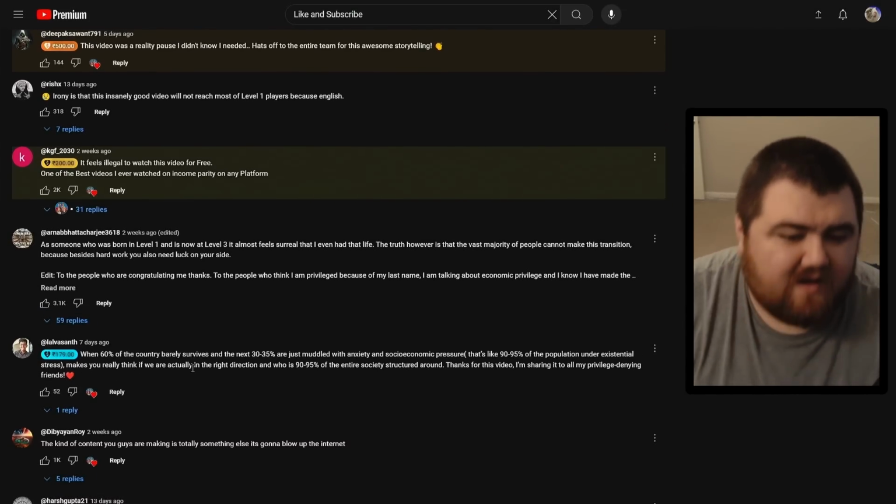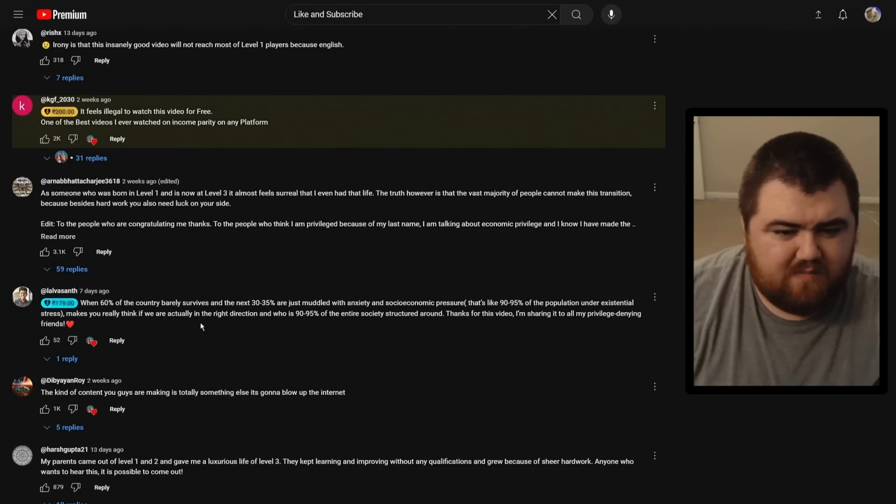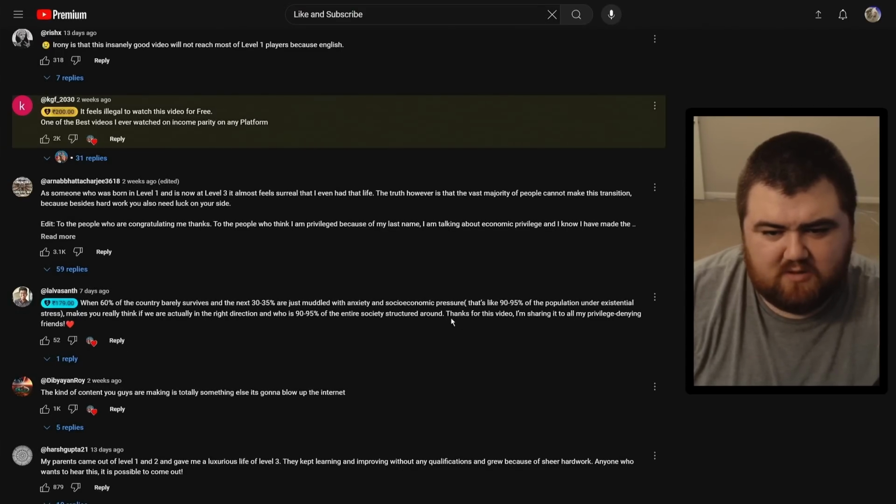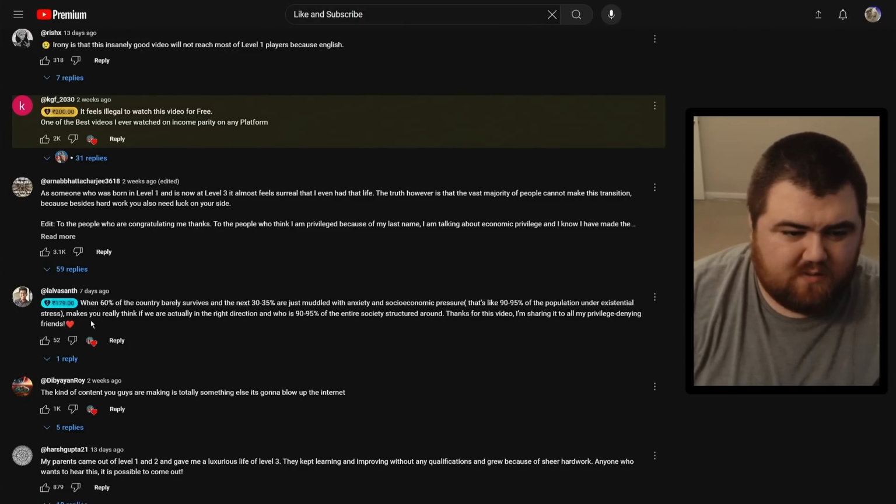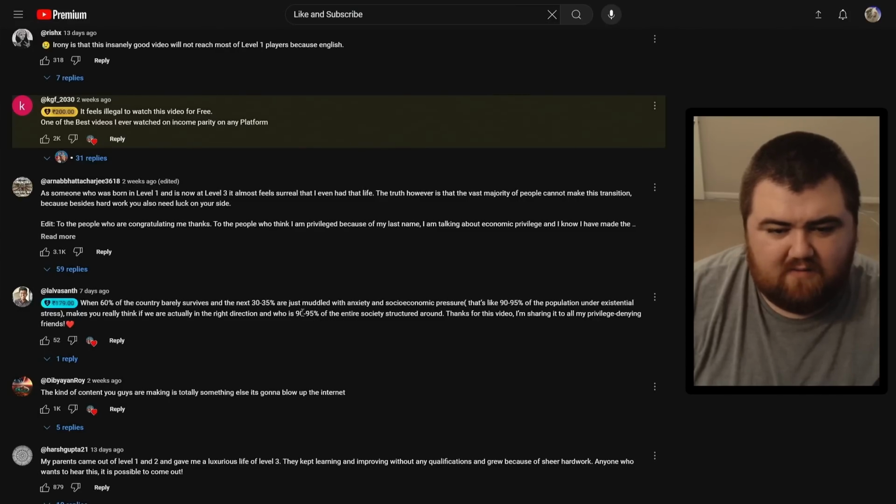What is this? 179 rupees. When 60% of the country barely survives, and the next 30 to 35% are muddled with anxiety and socioeconomic pressure, that's like 90 to 95% of the population under existential stress. Makes you really think if we're actually going in the right direction, and who is 90 to 95% of the entire society structured around.